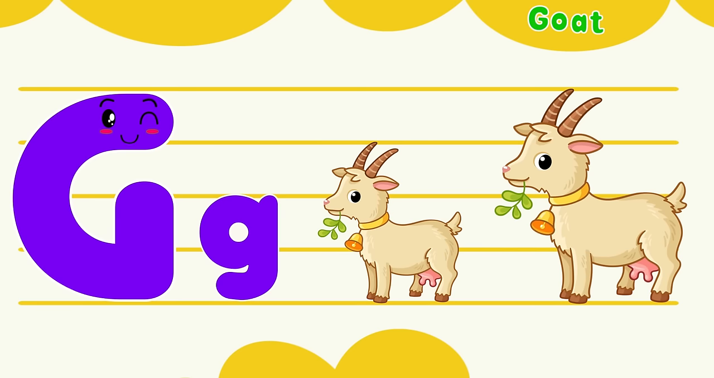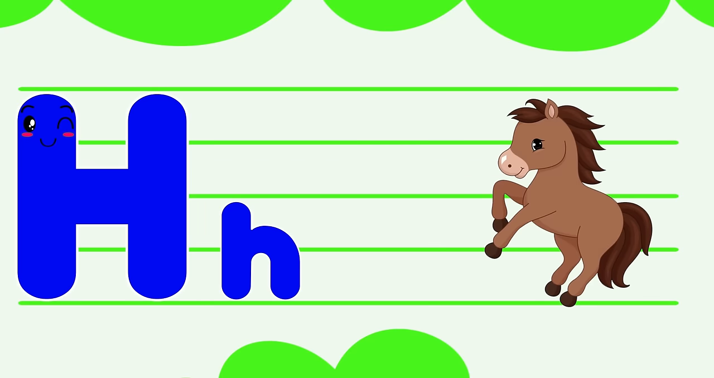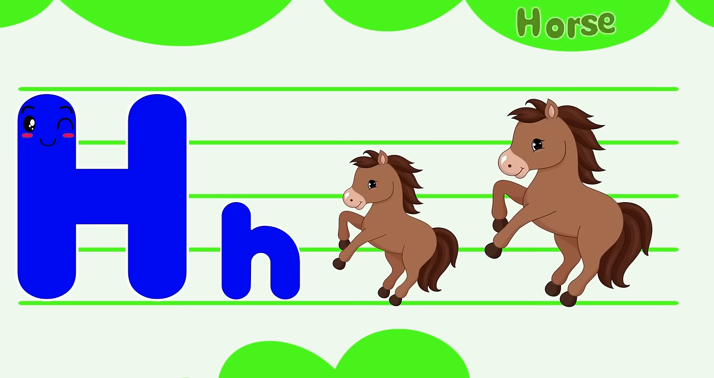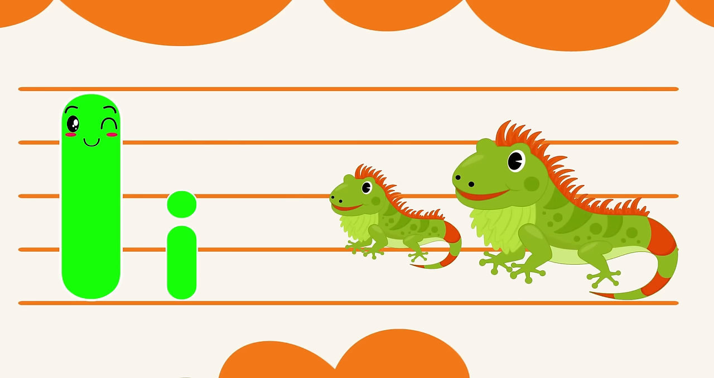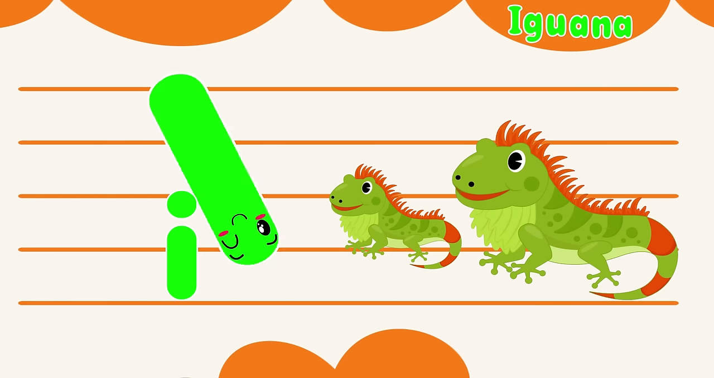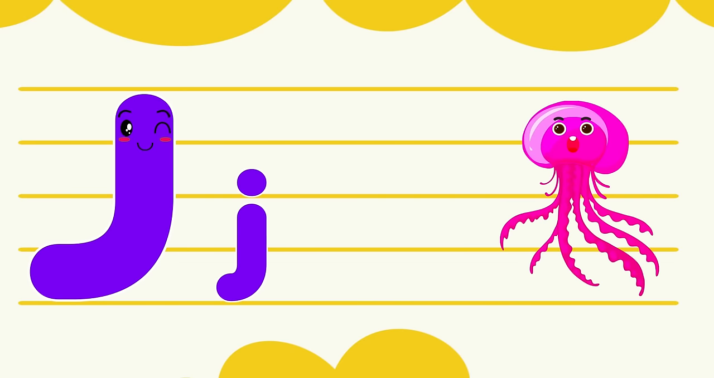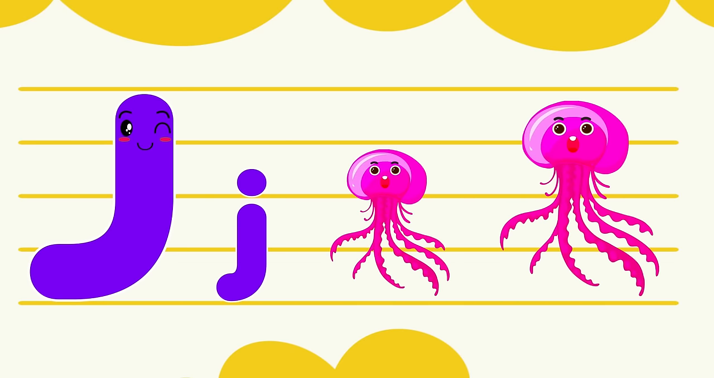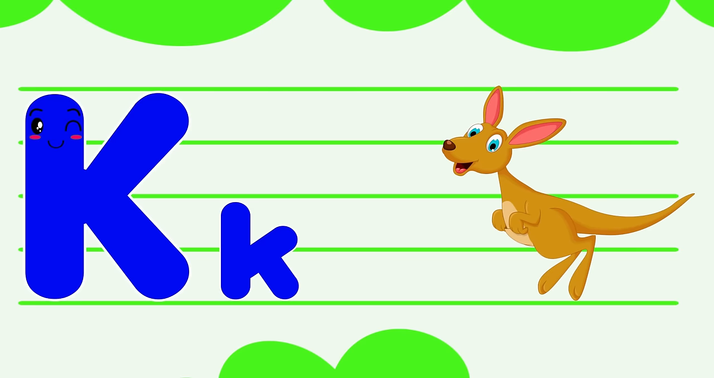Goat. H is for horse. Horse. I is for iguana. Iguana. J is for jellyfish. Jellyfish. K is for kangaroo. Kangaroo.